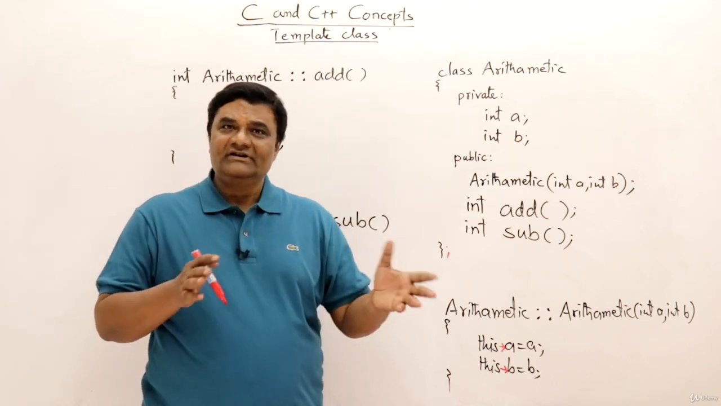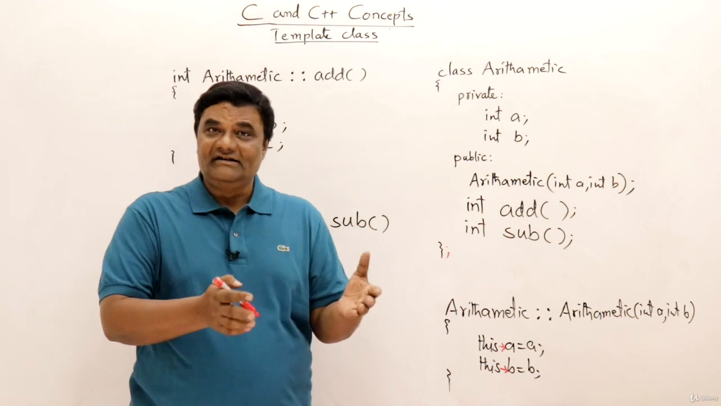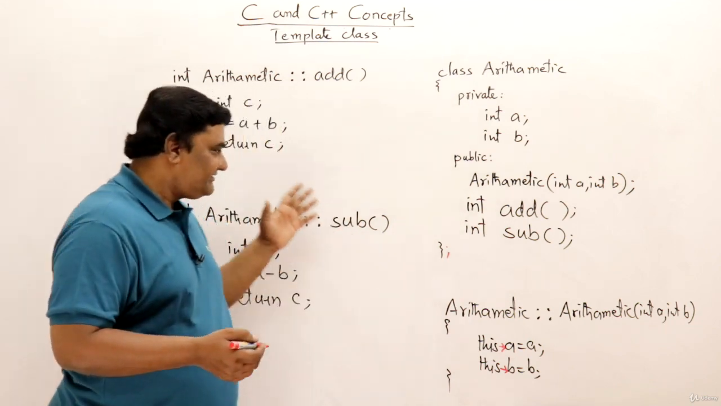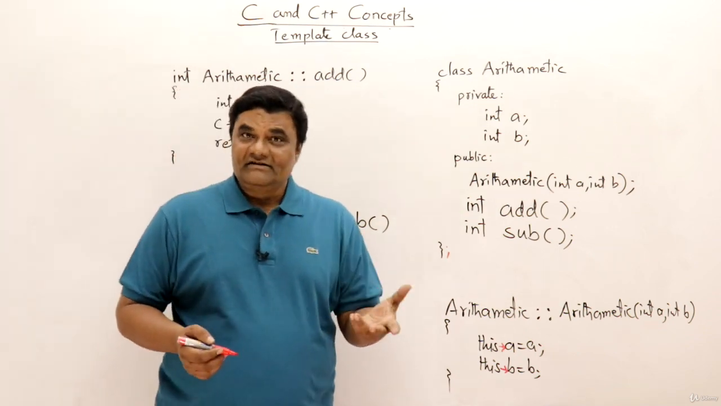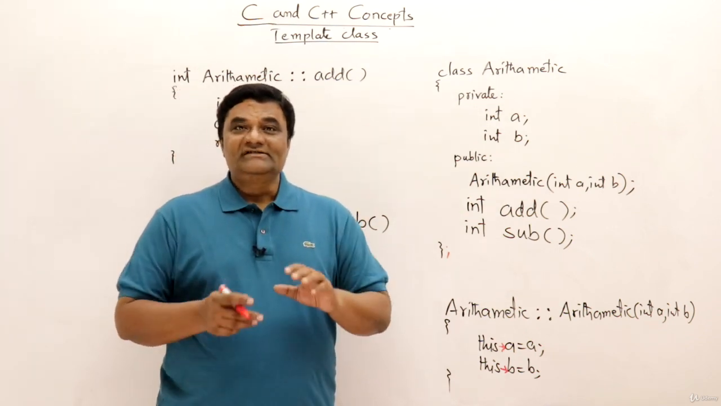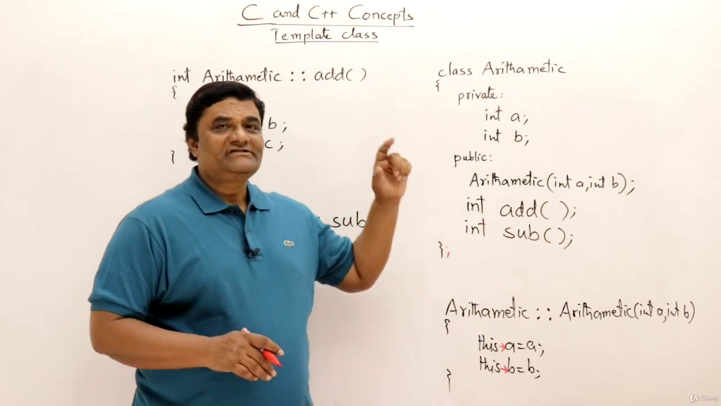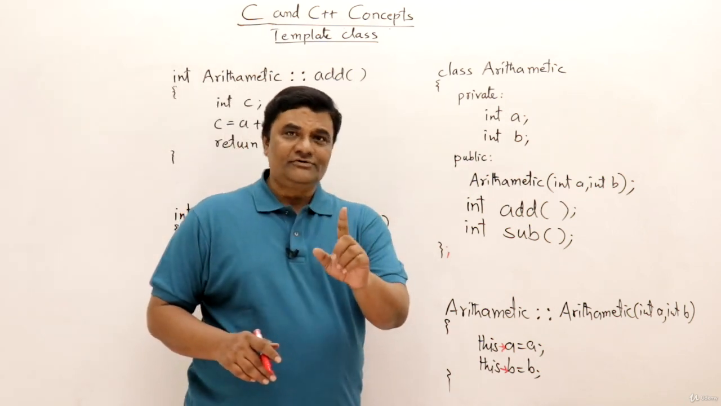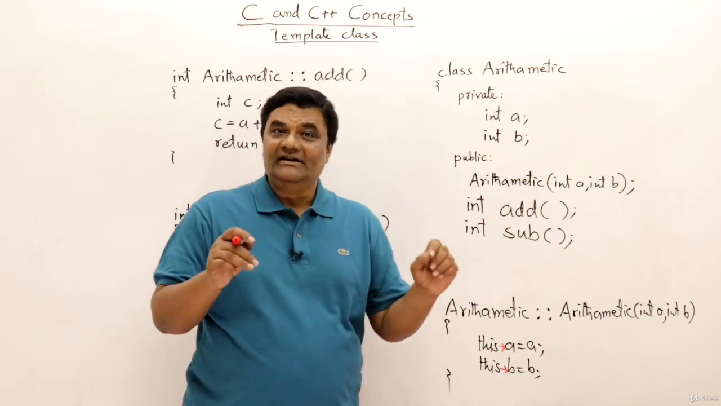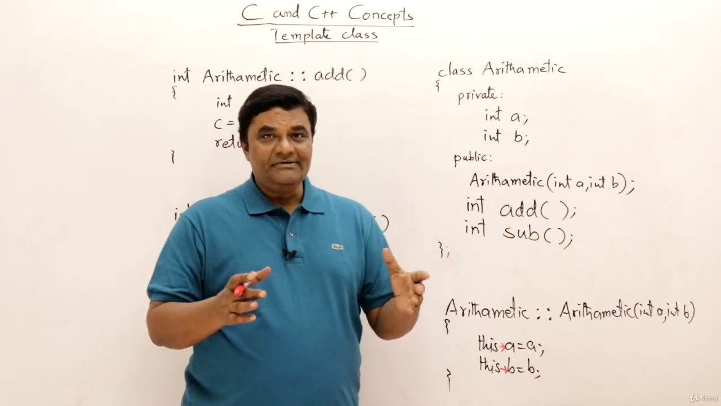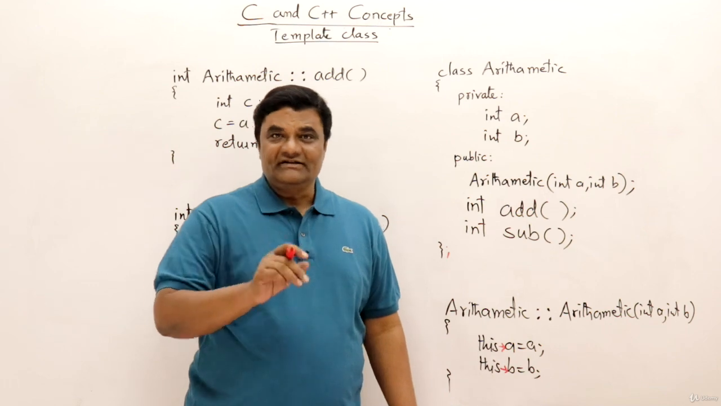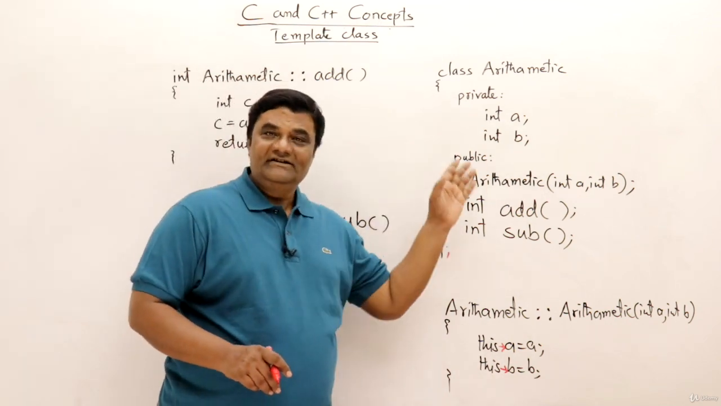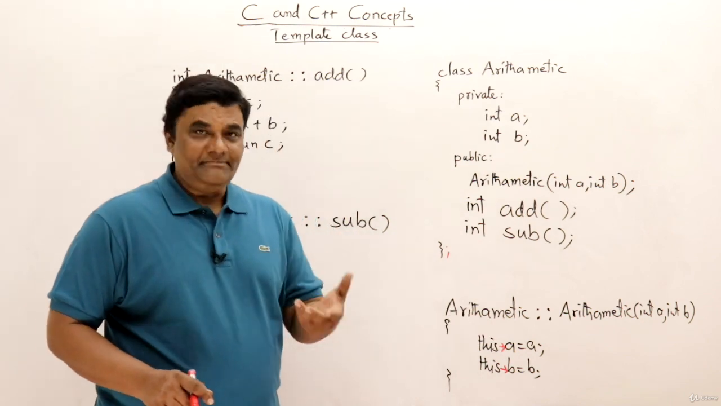So shall I write two different classes just for a change of data type? Though the operations are the same, we will be performing the same thing for addition and subtraction. Shall I write another class? No. C++ says that you can use the same class for multiple data types. At a time you can use only one data type, so it works for any type of data. So for any type of data, it is called a generic class, and that is defined as a template. So now let us convert this class into a generic class using template.